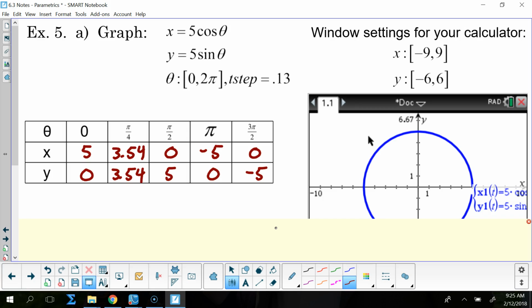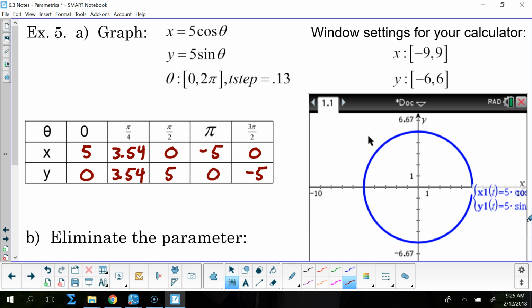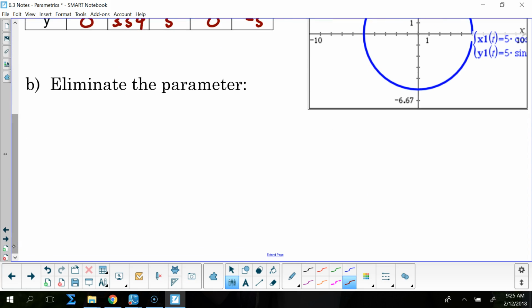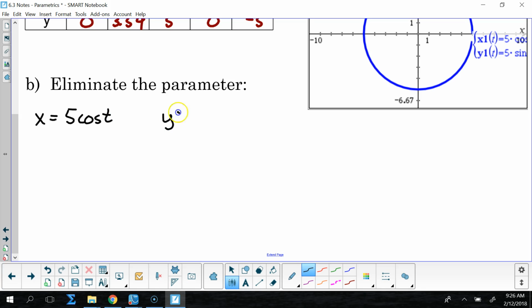All right. Now, what I would like you to do with that circle is I would like us to now eliminate the parameter. Okay? So, thinking back to last week, how did we go about eliminating the parameter? x equals 5 cosine of t. I'm going to switch the theta to t, and y equals 5 sine of t. Switching them both into t form. How did we eliminate the parameter last week? What do you mean we use substitution?